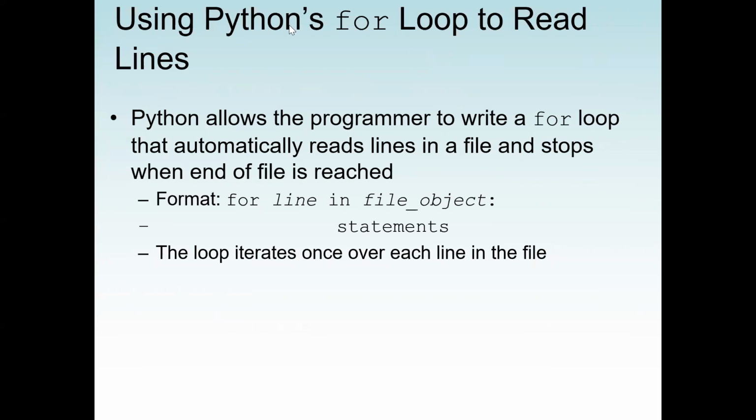Also, we can use the Python for loop to read lines. Python allows the programmer to write a for loop that automatically reads lines in a file and stops when the end of the file is reached. So the format is: for line in, and we have to have the file object. Then we have the statement. So this loop will iterate once over each line in the file till the end.